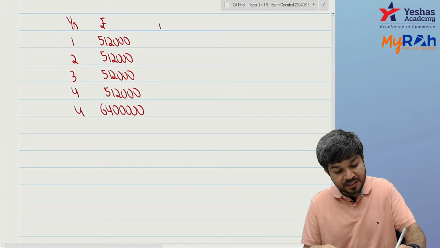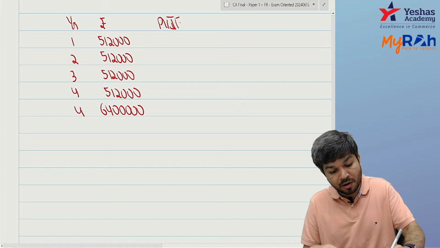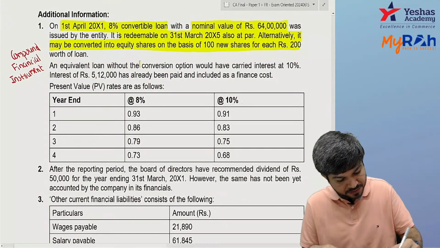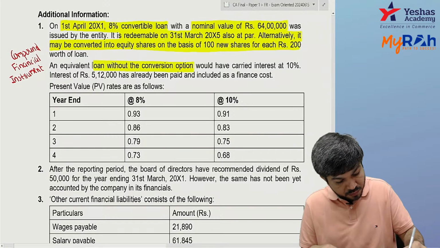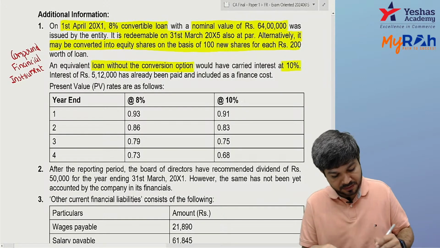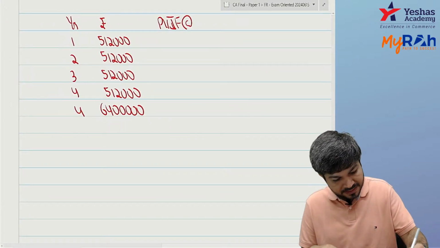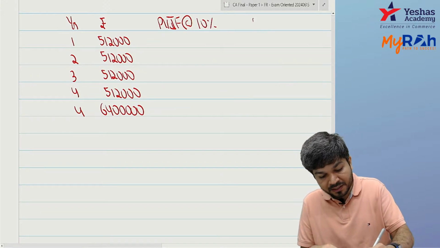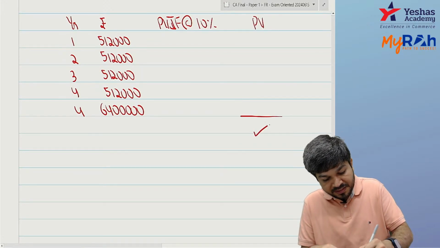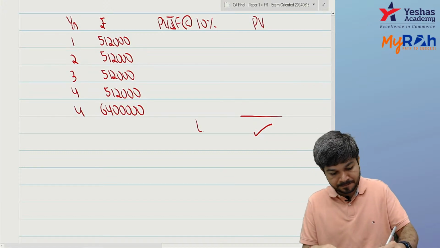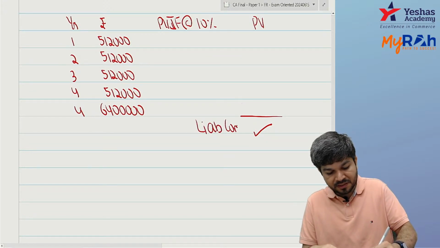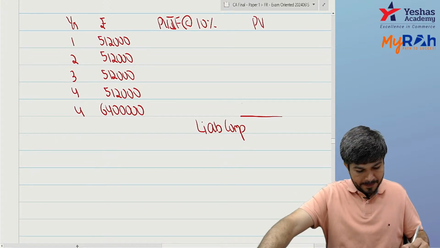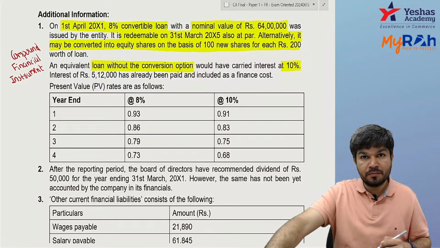Discount it by a rate for a loan which doesn't have a conversion option, 10%. So at 10% I have to discount it, and then I find the present value. This is the liability component. The remaining will be the equity component. I hope this is clear. It has to be split into liability component and equity component.